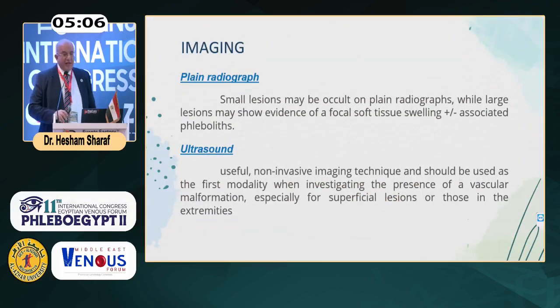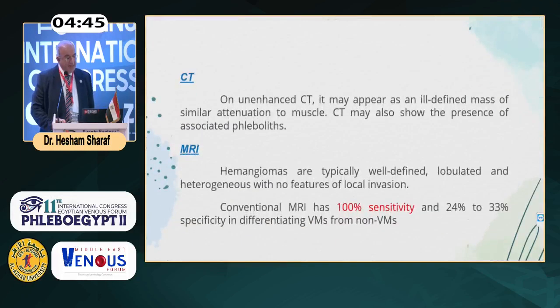There are different imaging techniques for venous malformation, like plain radiograph. Small lesion may be occult on plain radiograph. Ultrasound is useful non-invasive imaging technique and should be used as the first modality when investigating the presence of vascular malformation. On unenhanced CT, it may appear as ill-defined mass of similar attenuation to the muscle.